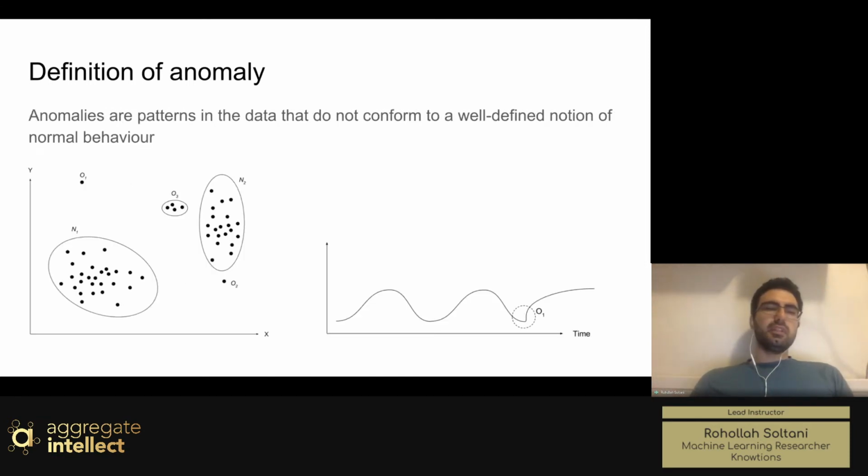If you want to see what it looks like, it can be similar to some of the pictures that you can see here. As I said, anomalies are patterns in the data that do not conform to a well-defined notion of normal behavior.